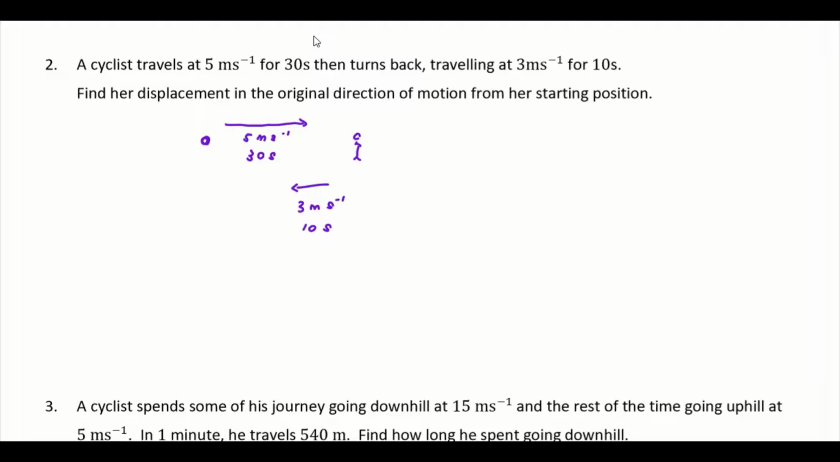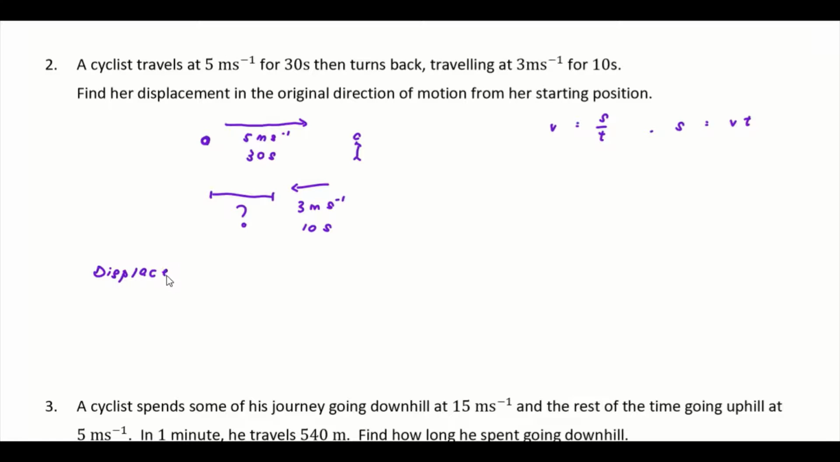Now let's try to find the displacement. We know that speed equals distance divided by time, so distance equals speed multiplied by time. When we talk about displacement, velocity equals displacement divided by time, so displacement is equal to velocity multiplied by time. To calculate that, you need to find the first distance, then the second distance, and then find the total displacement here.